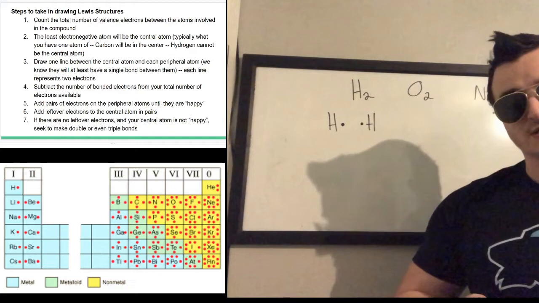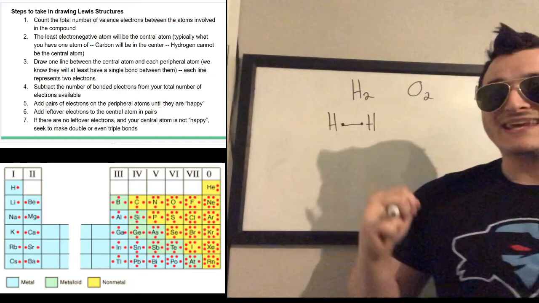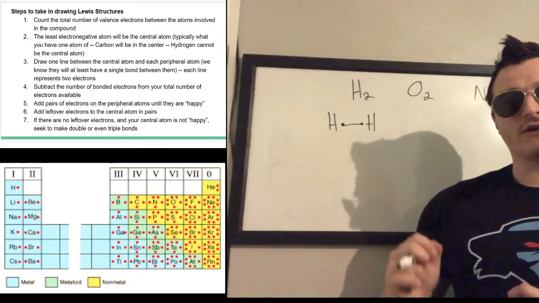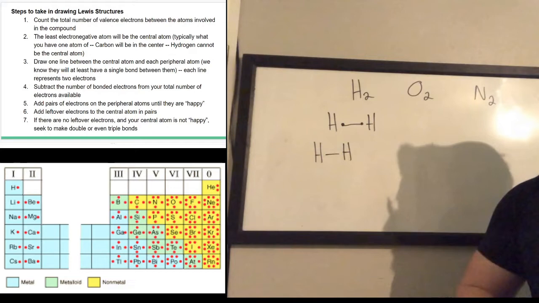And so instead of drawing these dots here, how we represent that is with a line. And that line is a bond. And the bond is essentially them holding hands, and every single line that you draw in these molecules represents two electrons. Every line represents two electrons. And so we don't need these dots in the image. All we have to draw are our two H's and our line, like so. Okay? Moving on to oxygen gas.